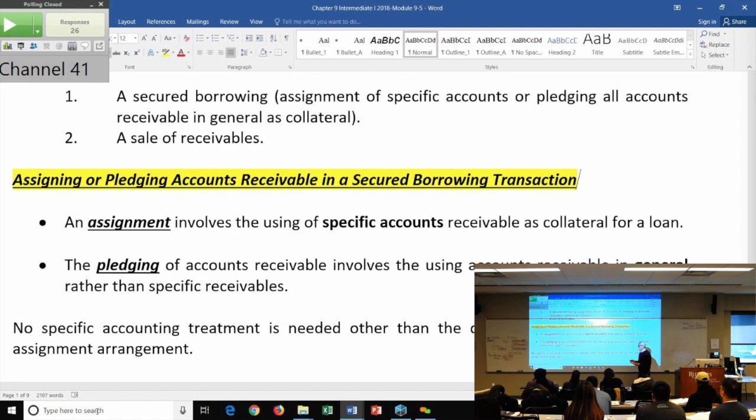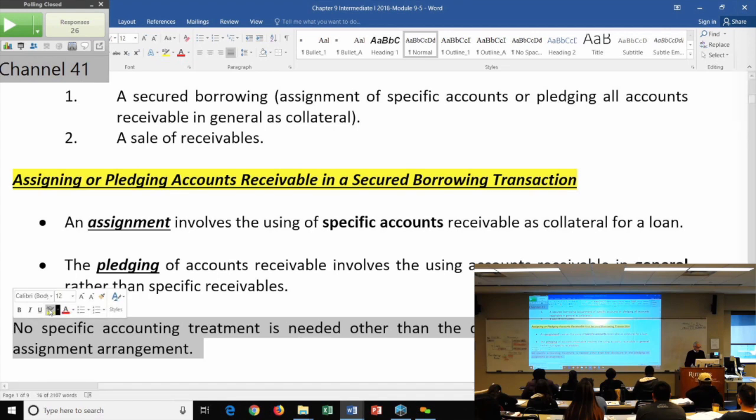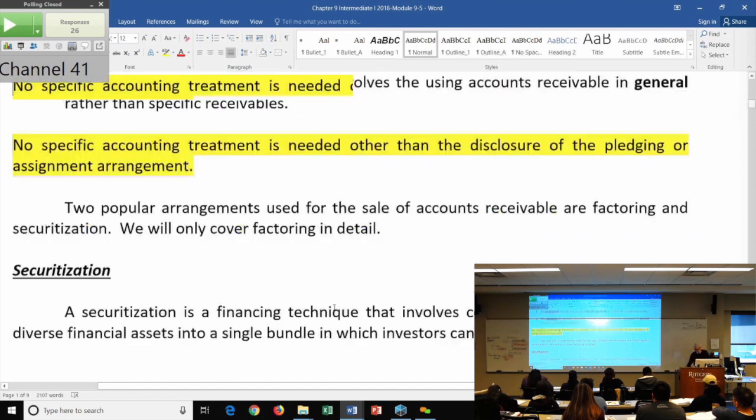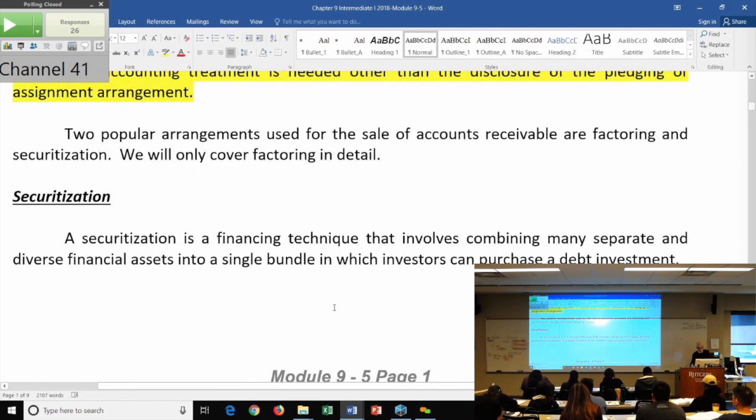So it really depends. So an assignment is specific accounts. When you do that, generally nothing happens because you still are responsible for those receivables, and all you need is a disclosure. Now remember, don't forget disclosures for exam purposes as well, but when you have an assignment or a secured borrowing, nothing happens except disclosure. Now, when you sell the receivables, the two ways to do it are securitization and factoring.